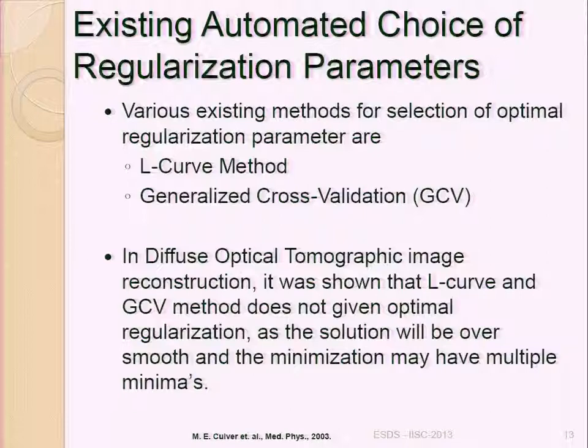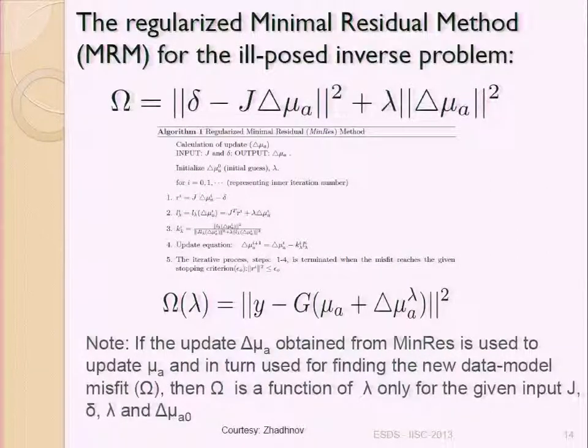So we are trying to use this minimal residual method, which solves an equation like this. It's a linearized equation which requires regularization lambda. This minimal residual method, let's call it MRM, solves this minimization problem without inverting the big matrix. Computationally it is very efficient, and it uses regularization lambda also.